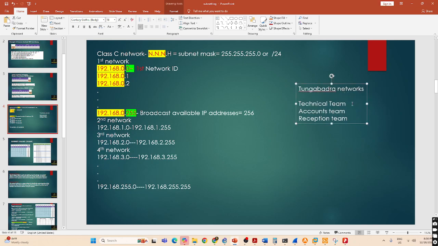It's a small company. In the technical team I have 35 members. In the marketing team, yeah, marketing is a good word. In the accounts team there are 30 members, and in the marketing team suppose there are 40 members. Okay, so I have 30 members.